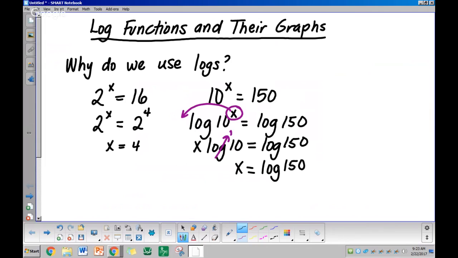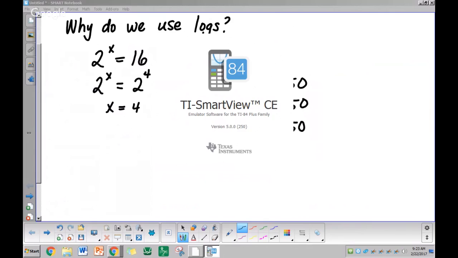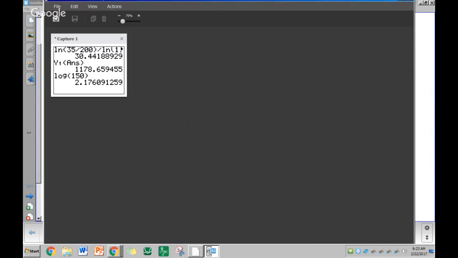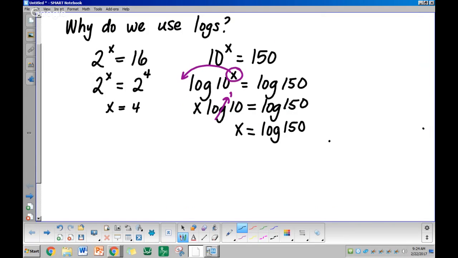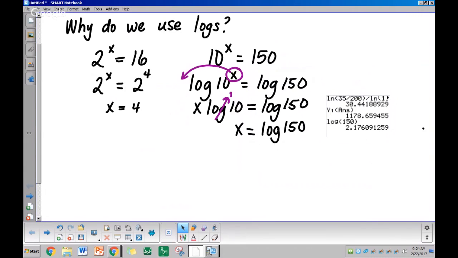And we could do this on the calculator. On the 84, we have a log button. On the 89, they don't have a log button because natural log is better. That's bias, I know. All right, so I'm going to take the common log of 150 and press enter, and there we go. So it allows us to solve for x in this case. It's got a really good utilitarian value there.